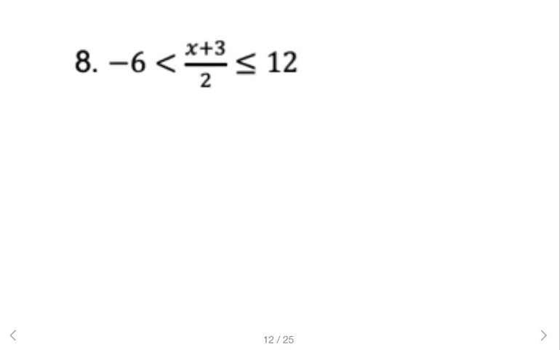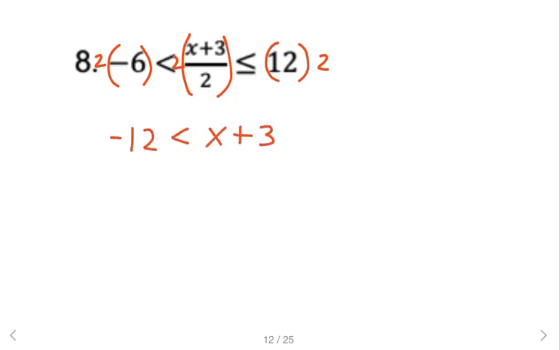All right, here we've already got it written as what I would call a three-part inequality, two numbers and the variable in the middle. Now we don't have it solved for the variable yet. So think about where the variable is. To get rid of division by 2, we need to multiply by 2. Well, if we do that in the middle, we got to do that on the left and the right sides. So we get negative 12 is less than x plus 3, which is less than or equal to 24.